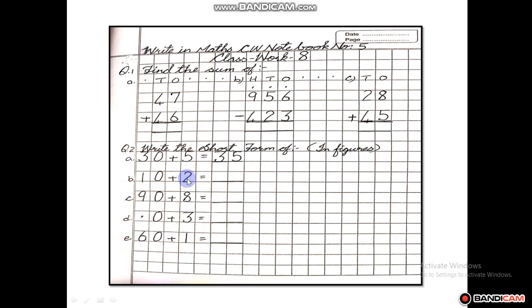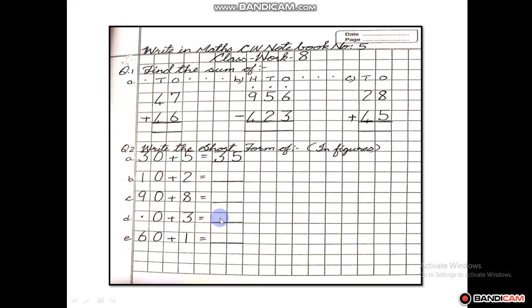10 plus 2. 10 plus 2 is 1 tens and 2 ones. So 1 and 2 is 12. Then 90 plus 8 is equal to 98. Here children, I did not write anything here. This is single digit, that is only 3. So only 3, in tens column you can put a 0 and you can leave the square. So how you will write here? 0, 3. Clear? You can write 0, 3.